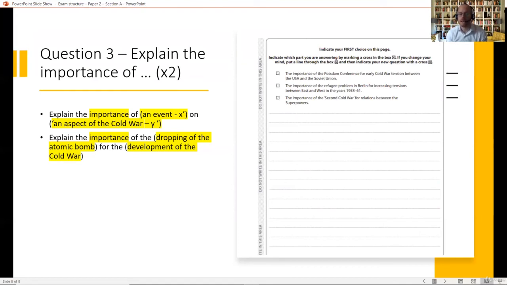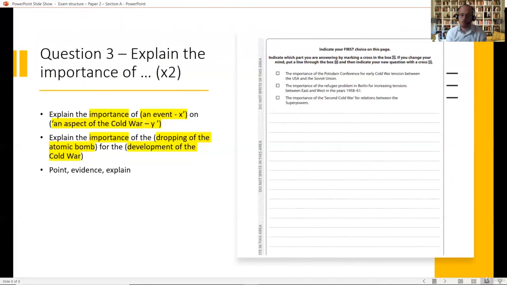What a lot of students tend to do for this question is just explain the importance of the first event. So they see atomic bomb and they just say, well, the atomic bomb, this was massive. The Americans dropped it on Japan in 1945 and the Soviets were very angry as a result of this. And so you need to explain, how did the atomic bomb develop the Cold War?